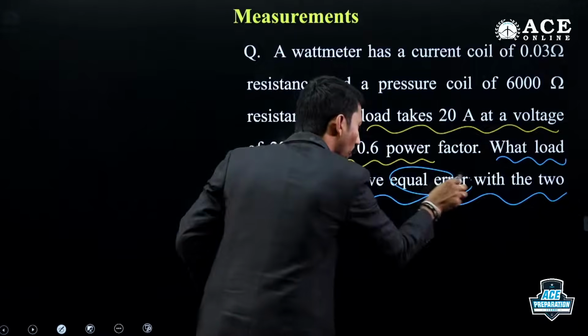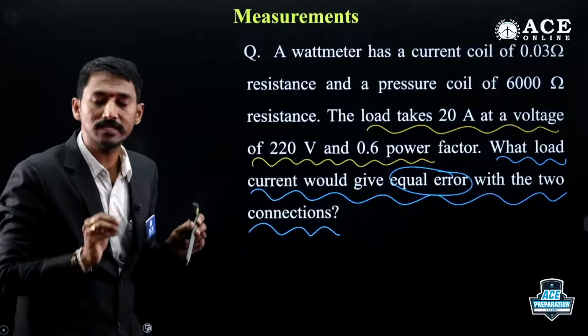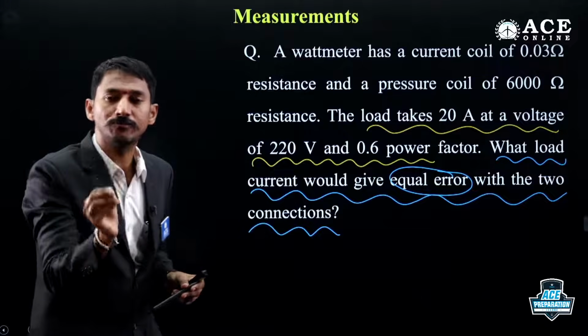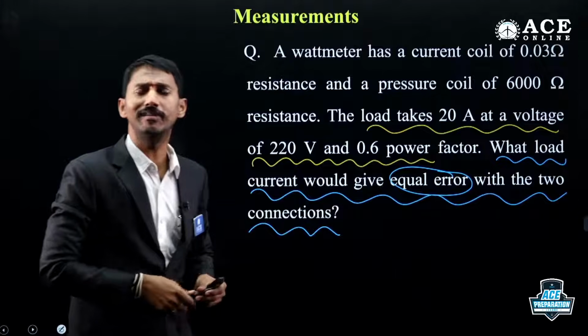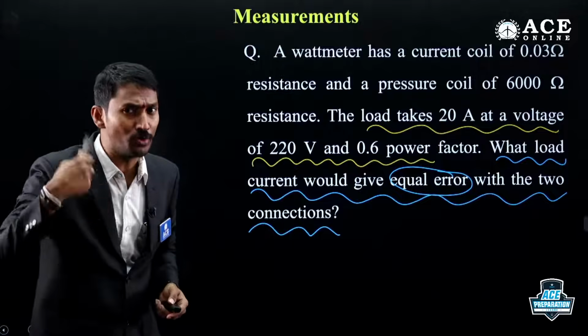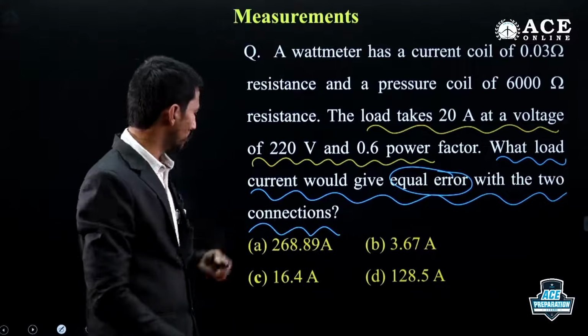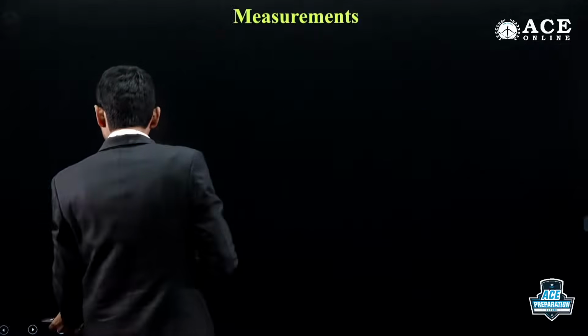Very, very important point is this. He is asking simply the condition for same error in both the cases. But he is asking the current value. I think everyone is able to recollect that formula. Okay, let us see options later. Here, what is the formula?